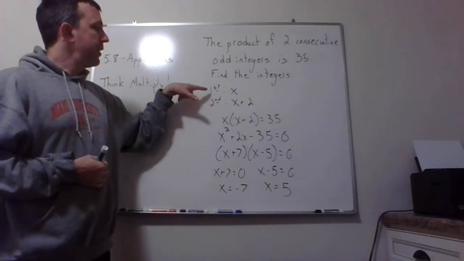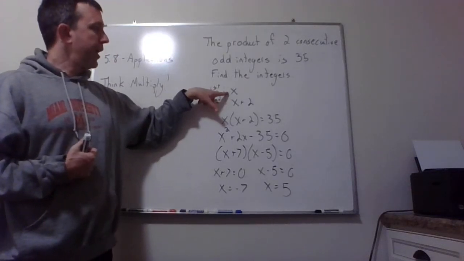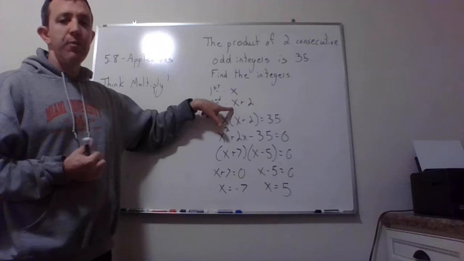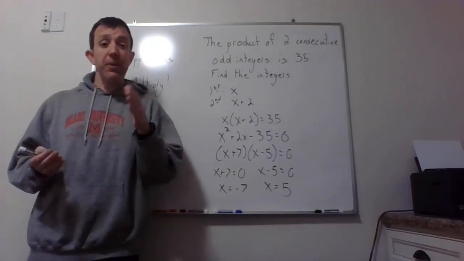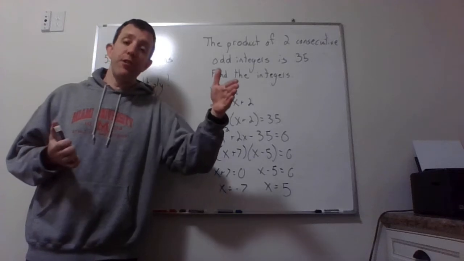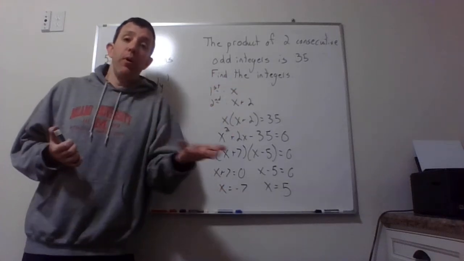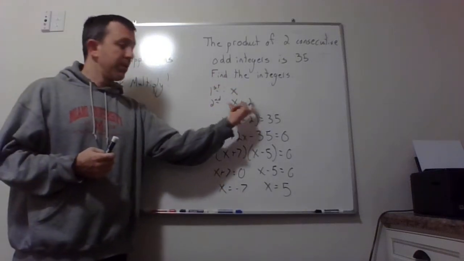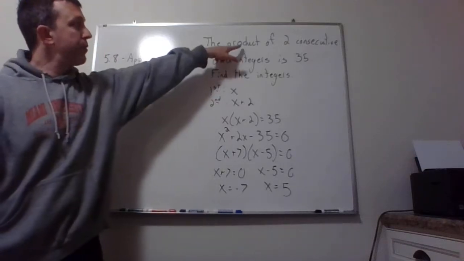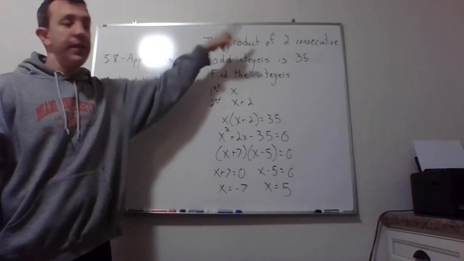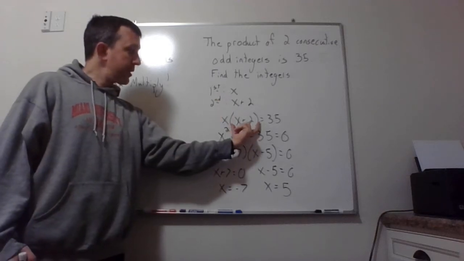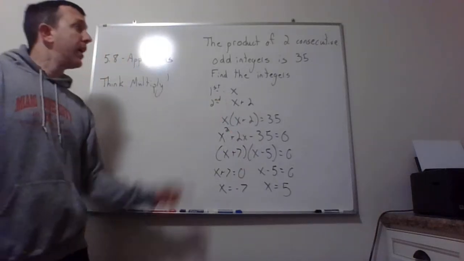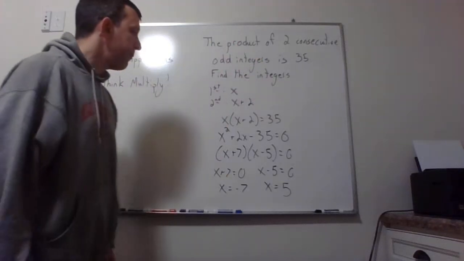But basically, if I call my first number x, the second one has to be 2 more than that because they're both odd integers. So it could be 9, and then the next odd integer would be 11. That's 2 more. And so that's why we use the x plus 2 here. We know that the word product means multiply. So you'll notice I wrote out x, the first one, times x plus 2, the second one, and it has to equal the 35 that we were given.